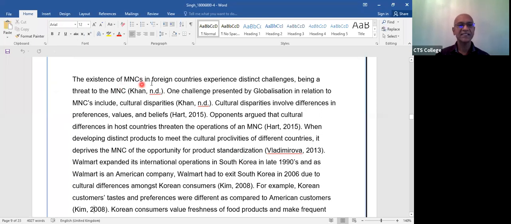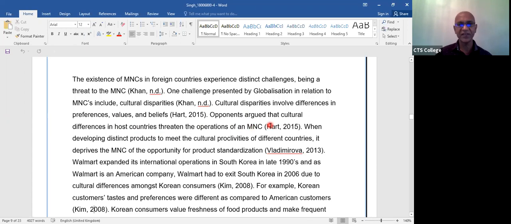The student says the existence of MNCs in foreign countries, MNCs experience distinct challenges. And no date, again, not the best. One challenge presented by globalization in relation to MNCs include cultural disparities. Cultural disparities involve differences in preferences, values, and beliefs. Opponents argue that cultural differences in host countries threaten the operations of MNCs.